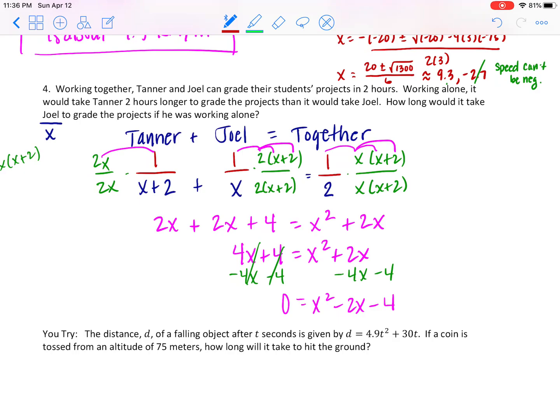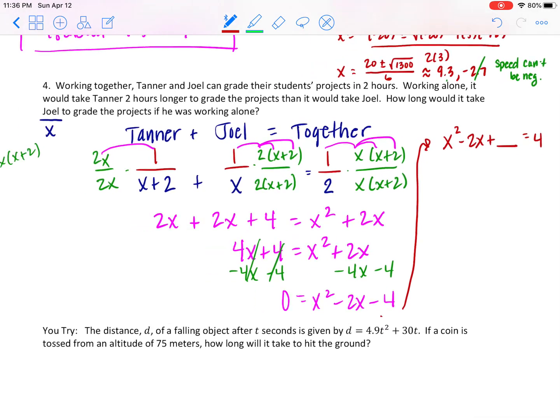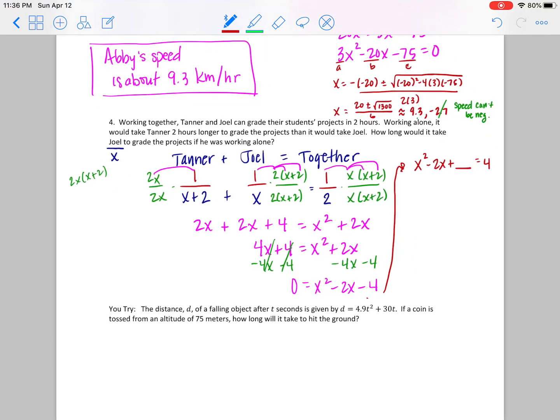So completing the square, we move the constant over. We're looking at x squared minus 2x plus something here, and then we're going to move the 4 to the other side. Again, negative 4 here becomes a positive 4 on the other side, and I need more space. Give me a second. I'm going to move all of this over.